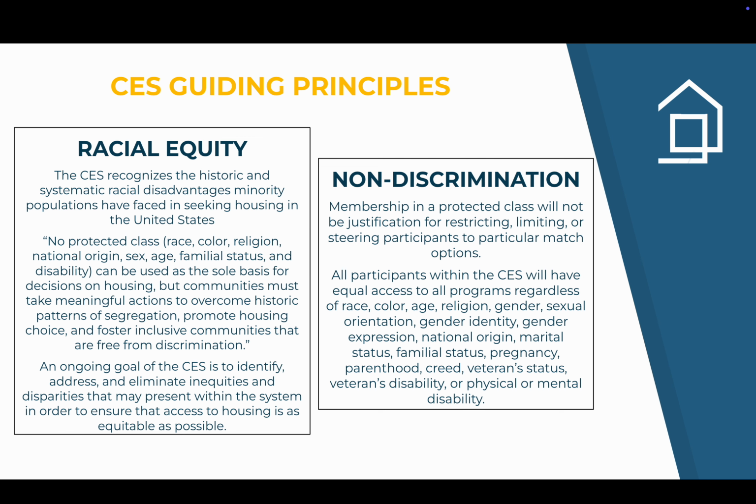Moving on to the next principle, which is racial equity. The CES recognizes the historic and systematic racial disadvantages minority populations have faced in seeking housing in the United States. No protected class can be used as the sole basis for decisions on housing, but communities must take meaningful actions to overcome historic patterns of segregation, promote housing choice, and foster inclusive communities that are free from discrimination. An ongoing goal for the CES is to identify, address, and eliminate inequities and disparities that may present within the system to ensure that access to housing is as equitable as possible.